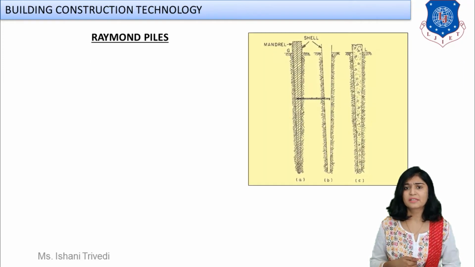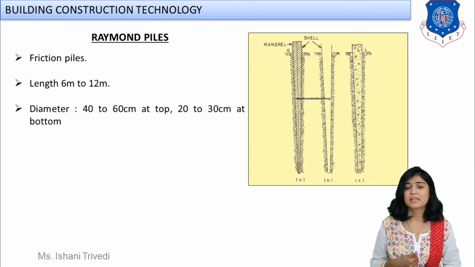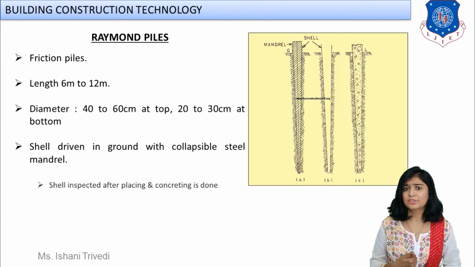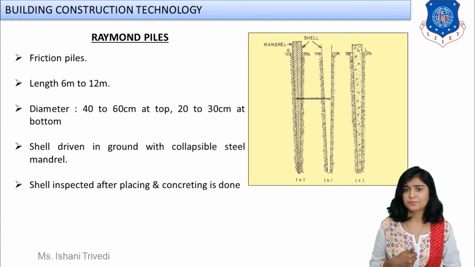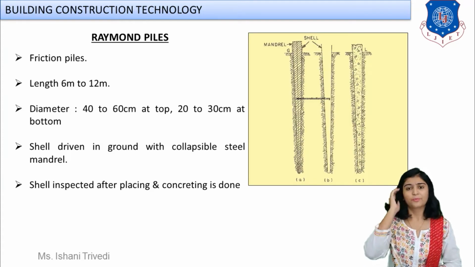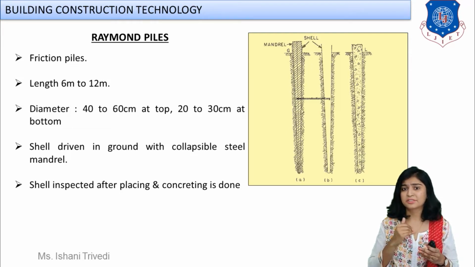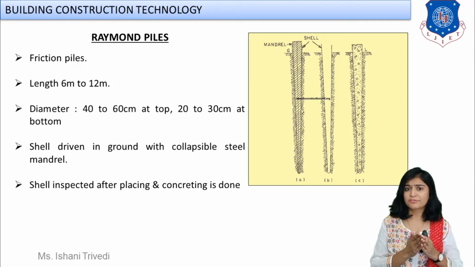Now first of all, students, we are going to discuss the cased cast in situ concrete piles. For the cased cast in situ concrete pile, the first type which we have is Raymond piles. Okay, now look at the image flashing just above me. What can you see, right? Now see students, if you want to understand pile foundation, then we will always understand them in stages of construction. So what is the first stage of construction?